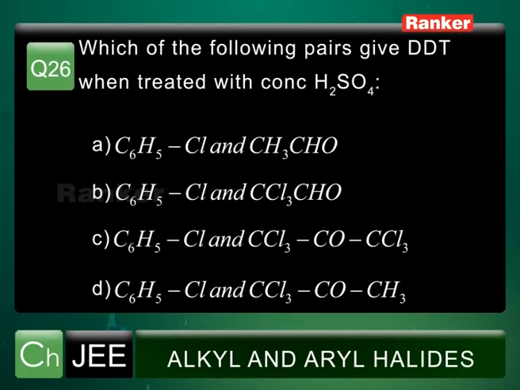Which of the following pairs will give DDT when treated with concentrated sulfuric acid? DDT is dichlorodiphenyltrichloroethane, a powerful insecticide, recently introduced into the syllabus also, in the biomolecules topic where the insecticides come. Option A is phenyl chloride and acetaldehyde. Option B is phenyl chloride and trichloroacetaldehyde, that is chloral. Option C is phenyl chloride and hexachloroacetone. And option D is phenyl chloride and a compound with trichloro on one side and ordinary CH3 on the other.